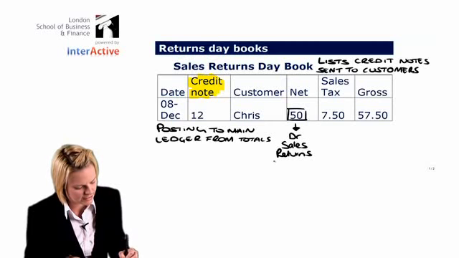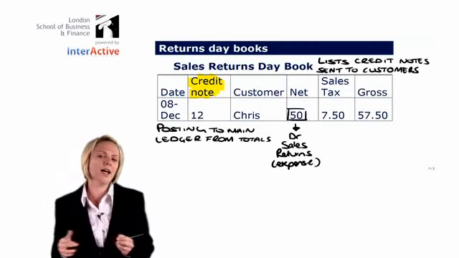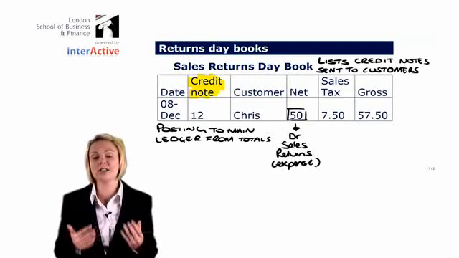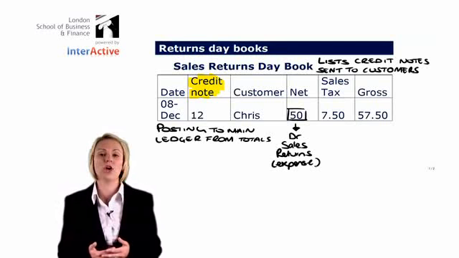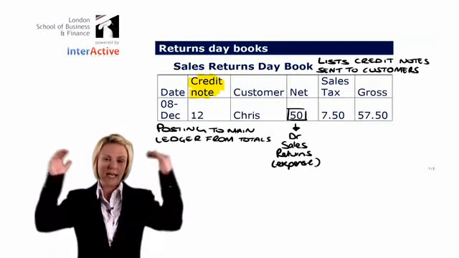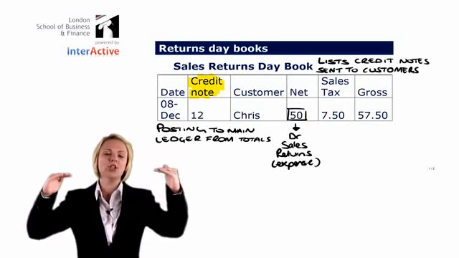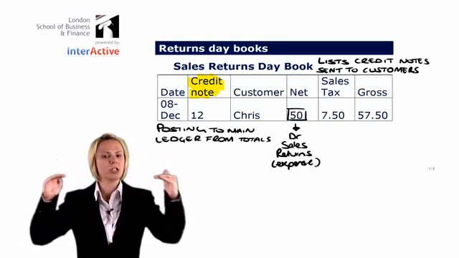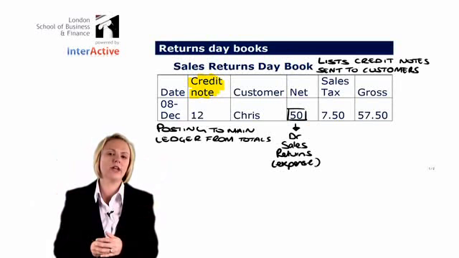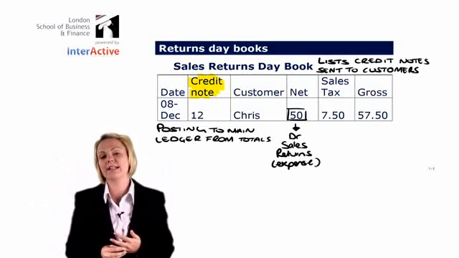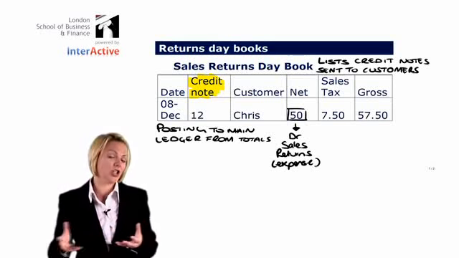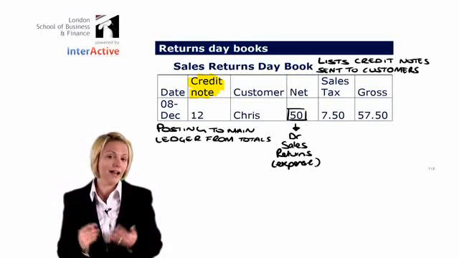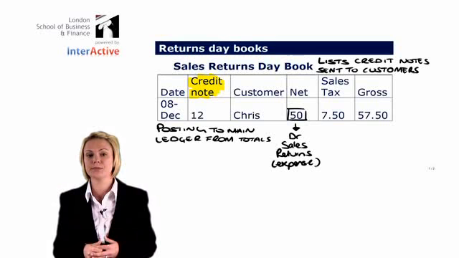And as you may have guessed, this is an expense account. We do have to show credit notes or returns separately away from sales. So if you imagine the statement of comprehensive income, you have sales at the top. Immediately you will then deduct sales returns, and then that's going to give you your net sales, which you will offset against cost of sales to get gross profit. So essentially it's just reducing your income in the year, and that's what returns do.